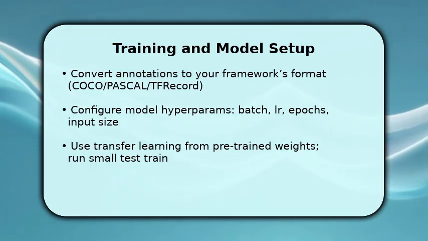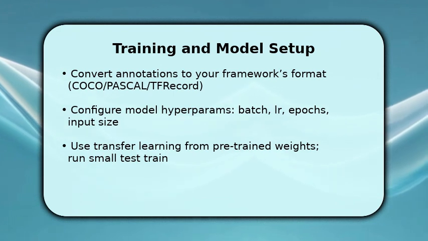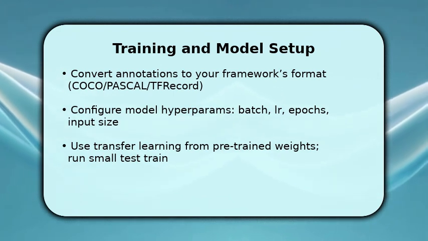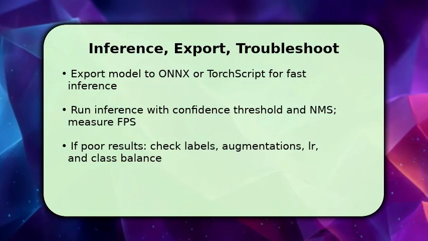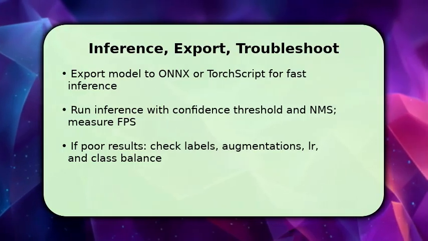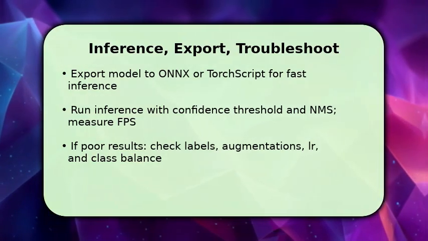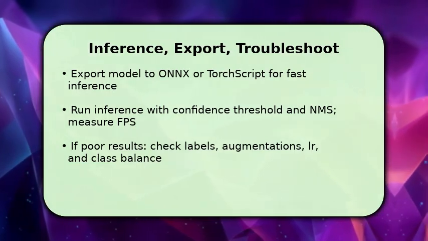Once a short training run completes, evaluate mAP and loss curves, and iterate on augmentations or learning rate if validation performance lags. You finish by exporting the trained model to a deployable format like ONNX or TorchScript and writing an inference script that applies resizing, normalization, confidence thresholding, and non-maximum suppression.